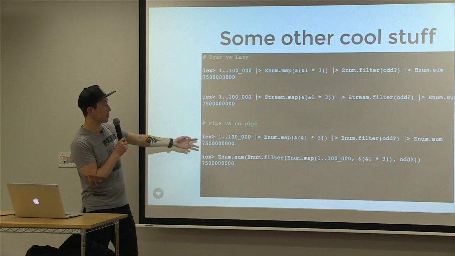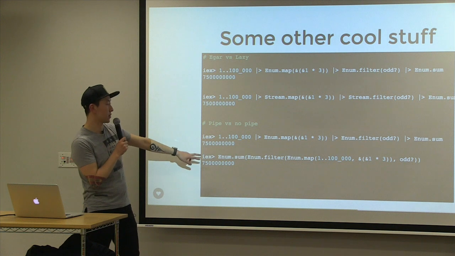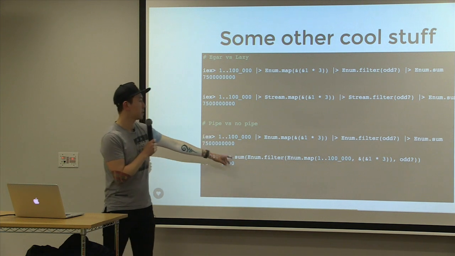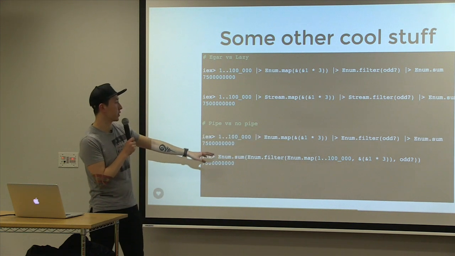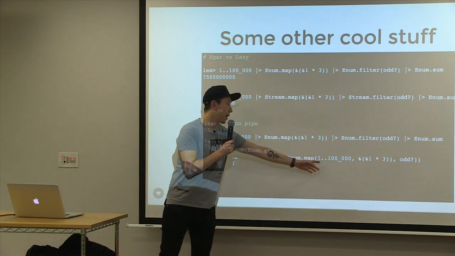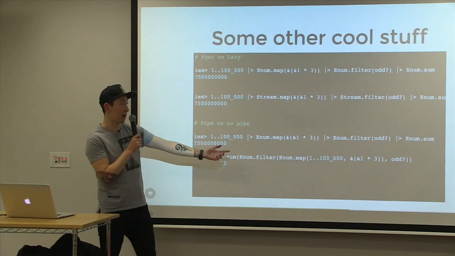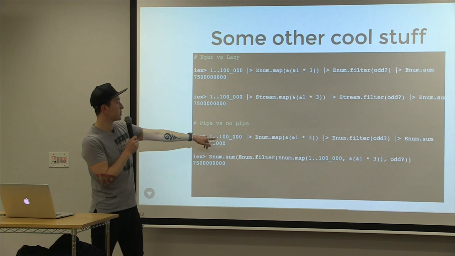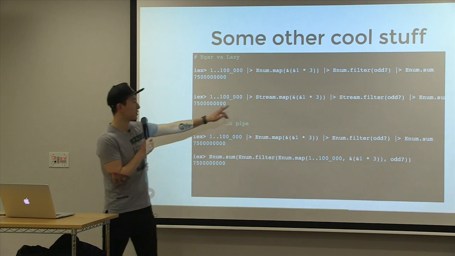So you can see this one uses pipe, and this one doesn't. When you don't use the pipe, you need Enum.sum at the end, and then everything goes inside. Basically, the innermost part is the first calculation, so you do a map first. Looking at it, it's just not as clear as this one, where I have a list of 100,000 items passing to the next one.